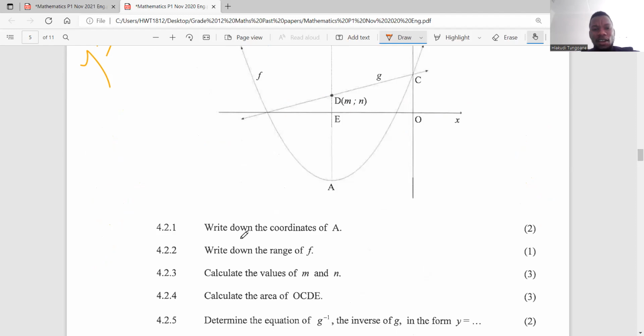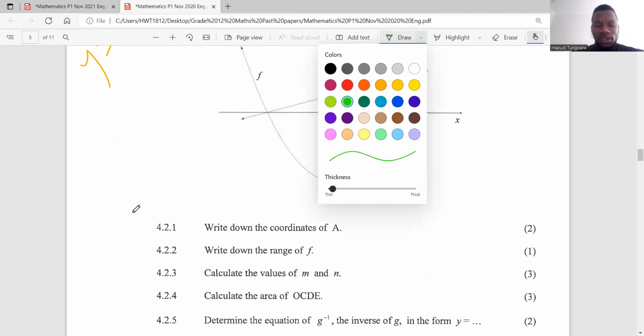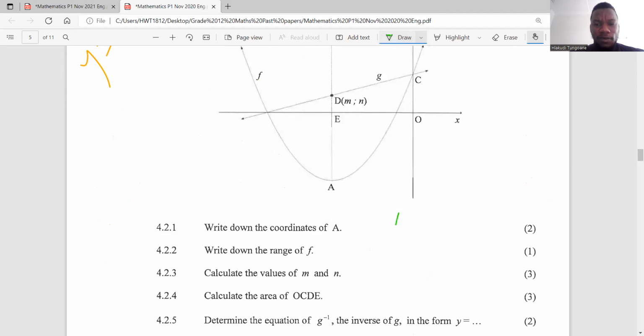You see, they say write down. They don't say determine or calculate, because they know that it's a straightforward answer if you understand the concept. So we can jump straight into answering that question. The coordinate is going to be -5 and -8. Boom, 2 marks.